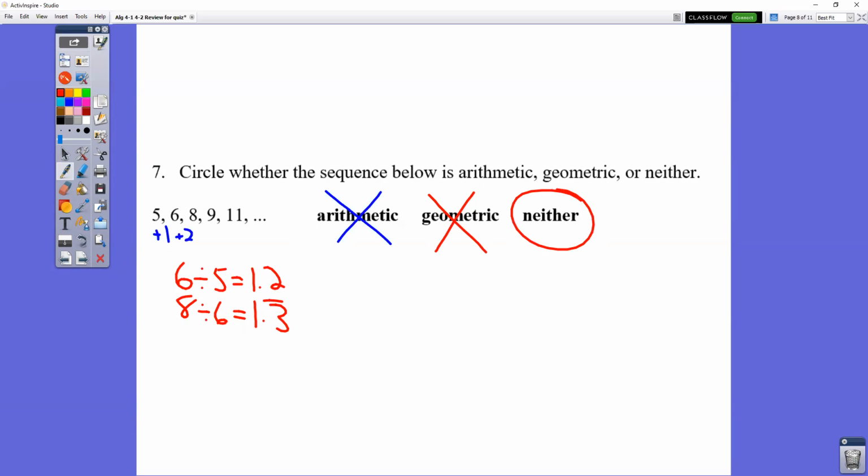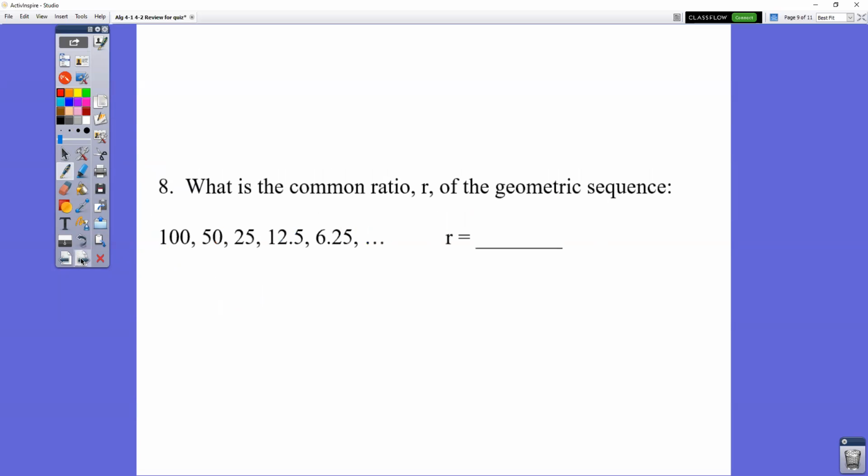The sequence actually is +1 +2, +1 +2, +1 +2. We're adding, there is a pattern there, but we're not adding by the same thing each time. That's why it's not arithmetic. That's why it is neither. So be very careful there.